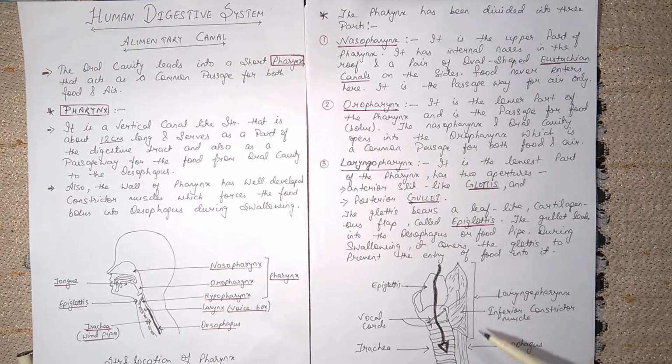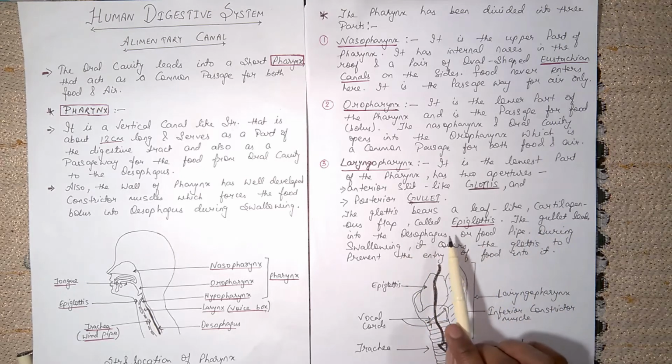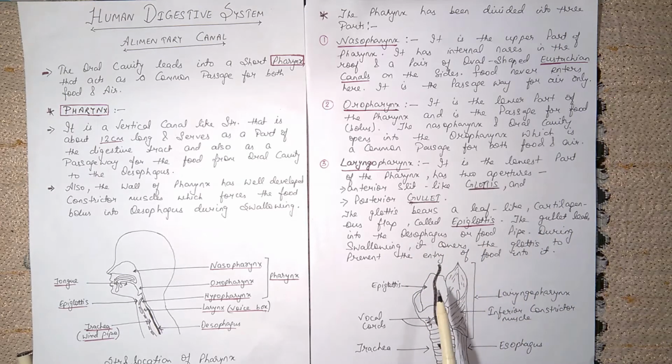Now let's see this diagram. This is the structure of the pharynx. Here is the epiglottis. The glottis bears a leaf-like cartilaginous flap called the epiglottis. Epiglottis is here. It is a leaf-like structure. The gullet leads into the esophagus or food pipe. During swallowing, the epiglottis covers the glottis just to prevent the entry of food into it.